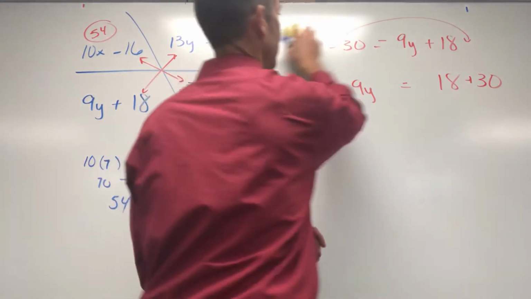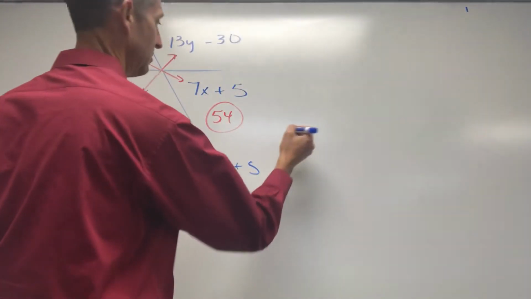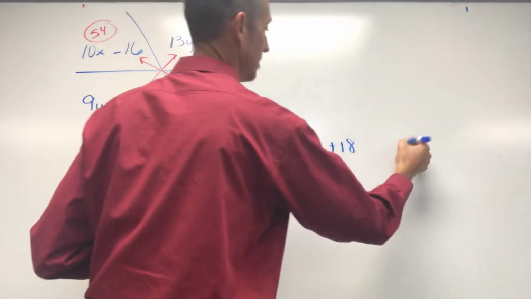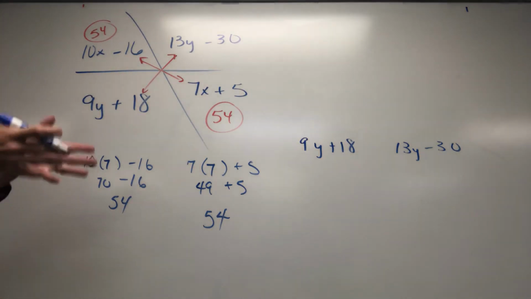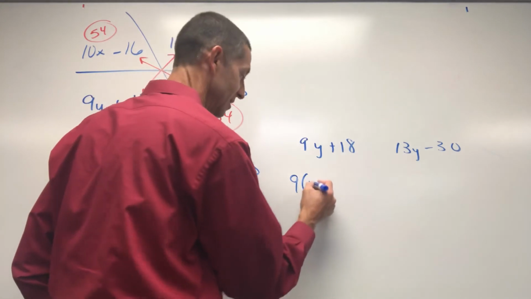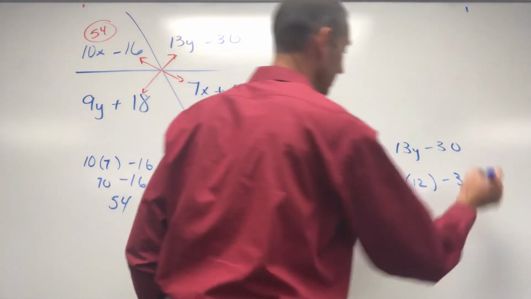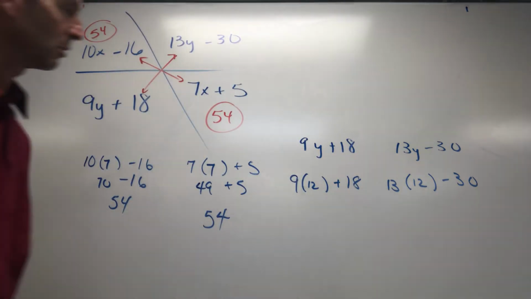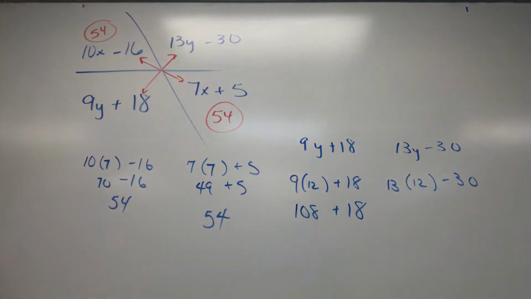See if they turned out nice and neat for us. So I've got 9y plus 18, 13y minus 30. So there's my two expressions with y's, and we figured that y was 12. So we plug a 12 back in, see if we're doing this correctly. All right, what do we got here? So 108 plus 18, what is that, 124?